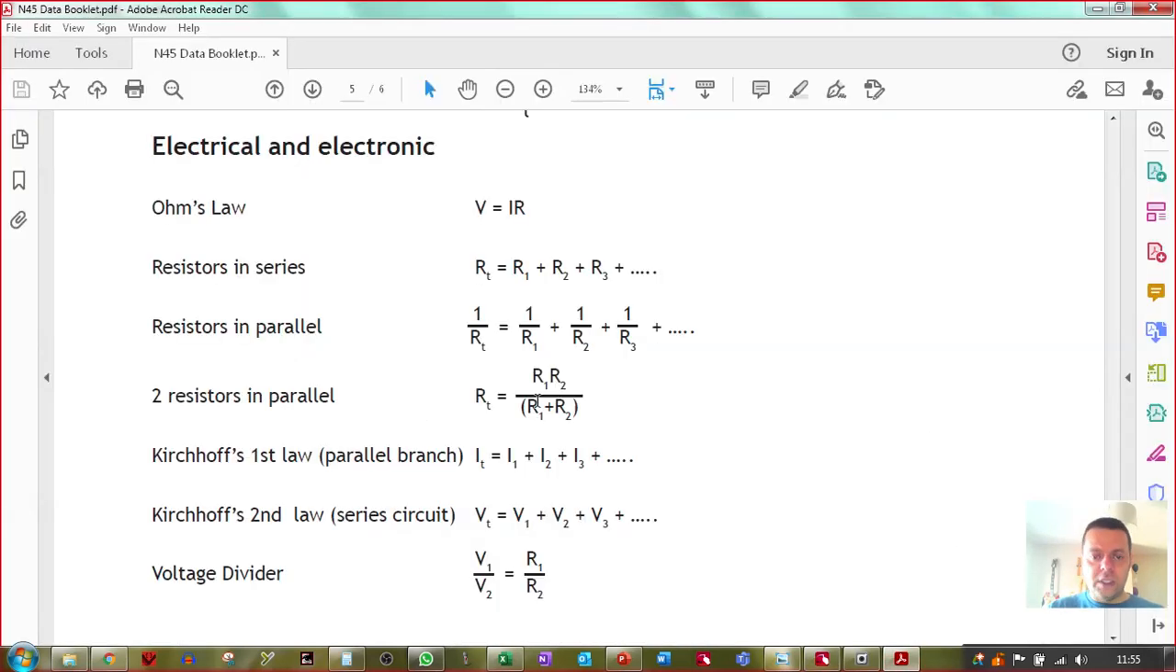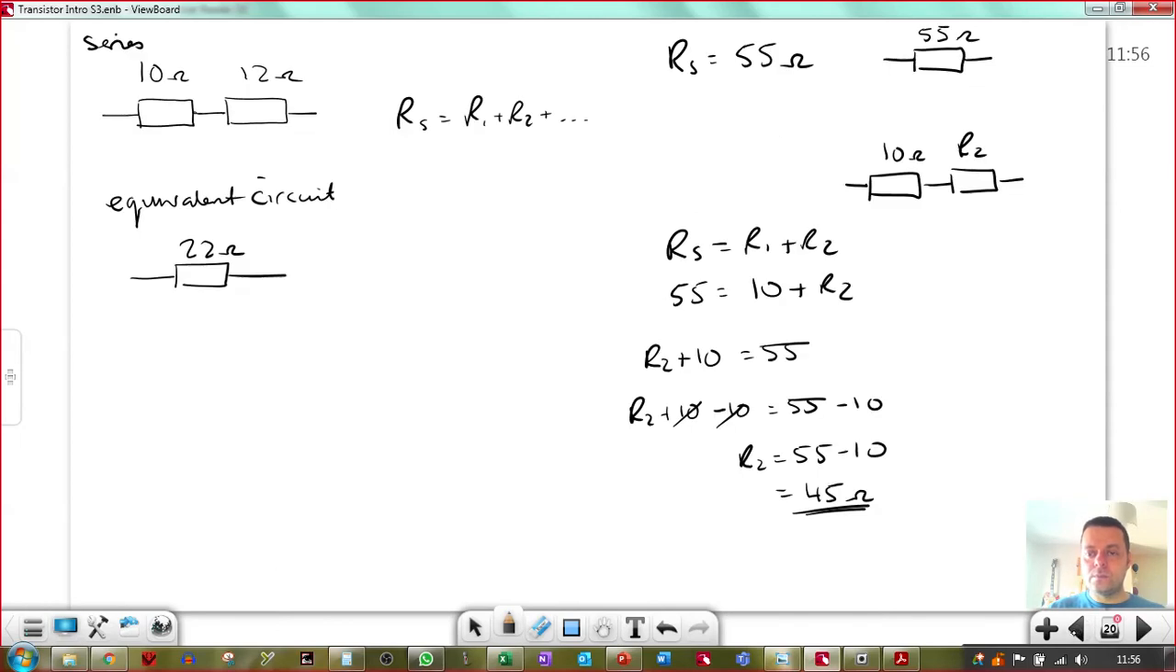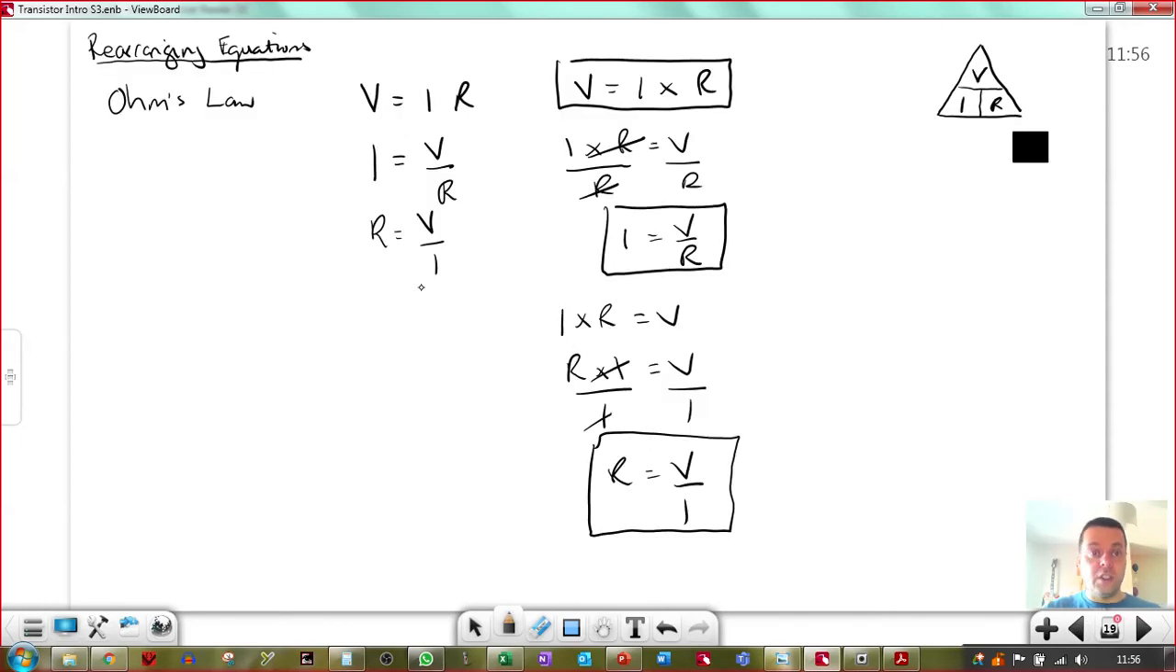What other equations have they got in here that you might need to rearrange? This one we'll ignore, because that's for resistances in parallel when you've only got 2. We don't need that rule. We'll just stick with this rule, we'll always use that one. And you can see these 2 rules are exactly the same. So the only rearranging we're ever really going to have to do in electronics is Ohm's law. We will have to rearrange it to get different values.